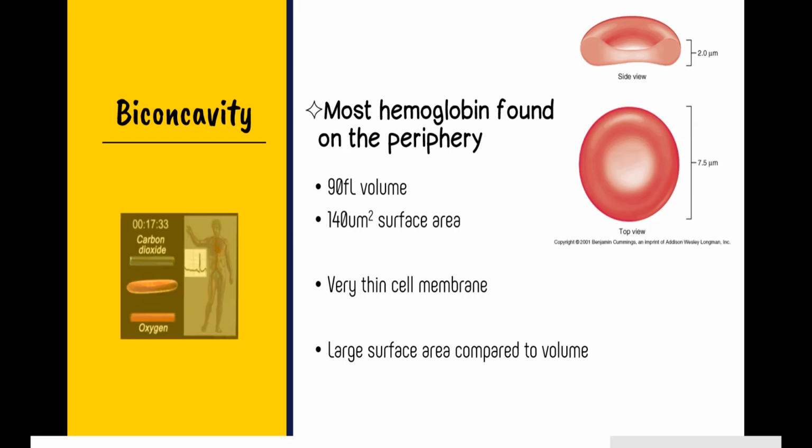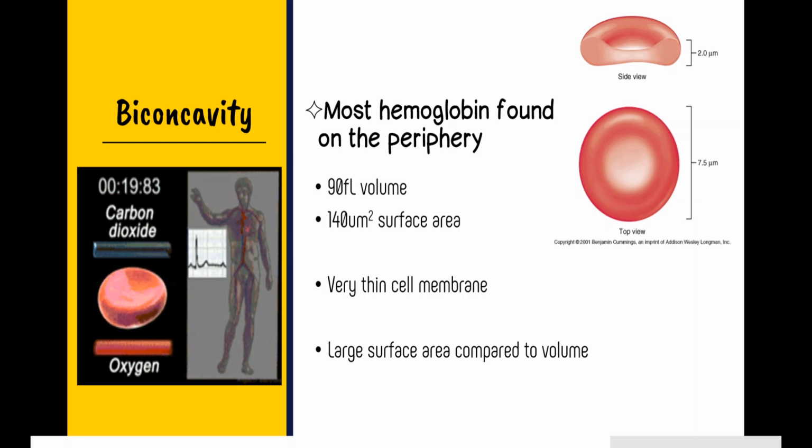Now I have a GIF here. Look at what happens to the RBC when it unloads gases. As you can see, it increases its surface area when it unloads gas. So whenever there will be diffusion of gases in and out, the RBC will increase its surface area for the diffusion to occur at a faster rate.